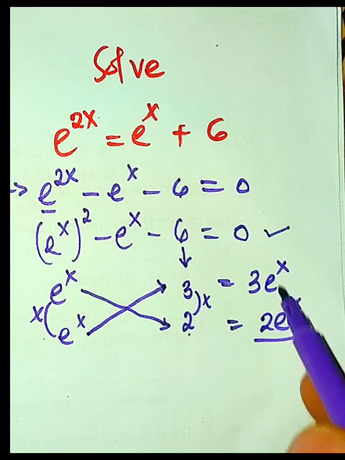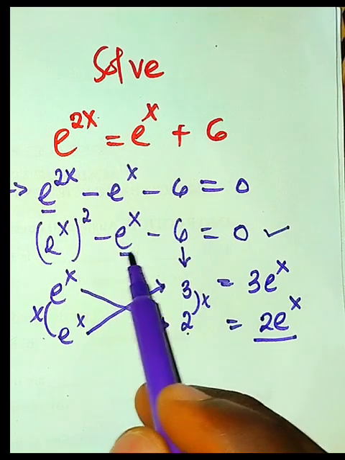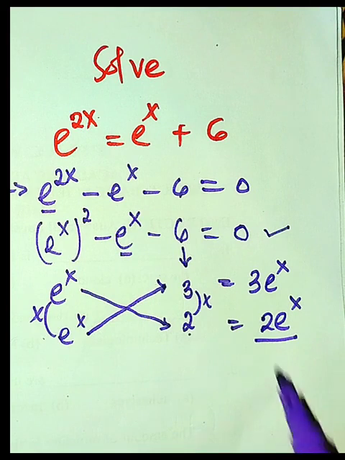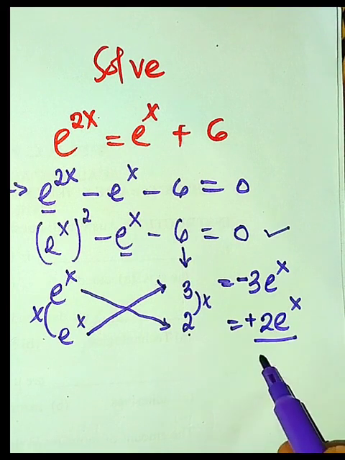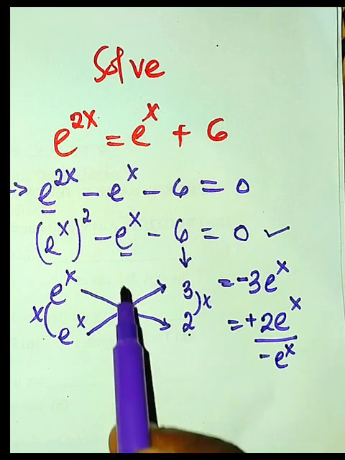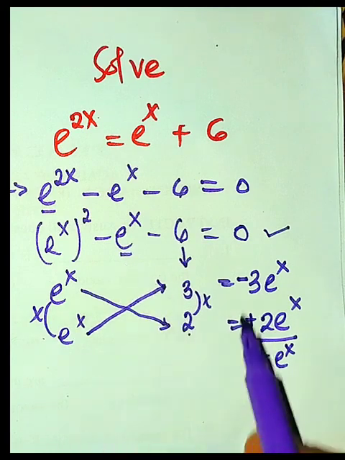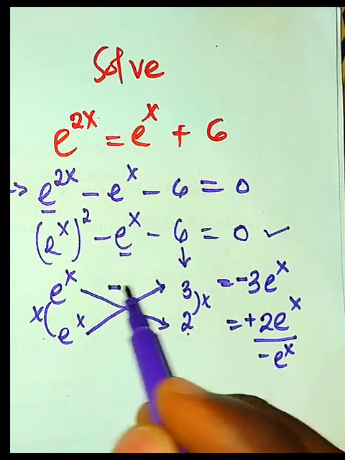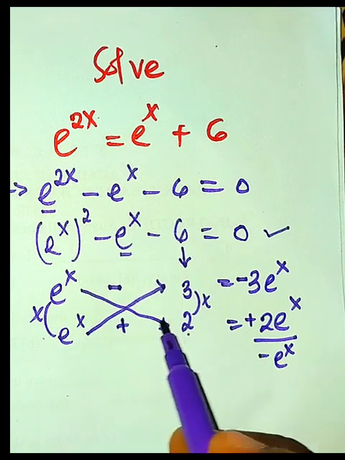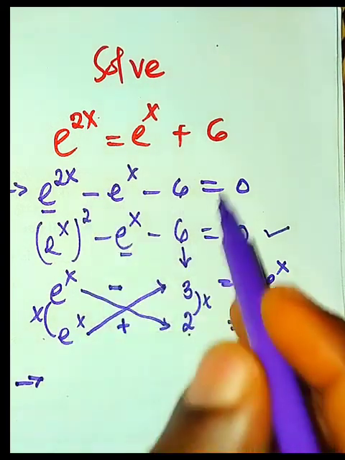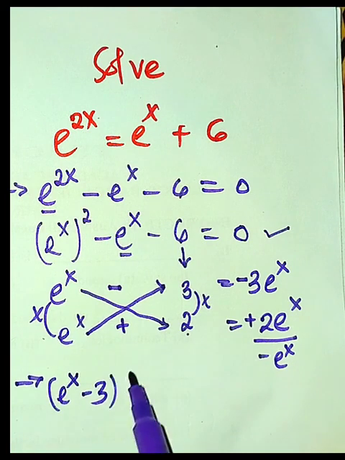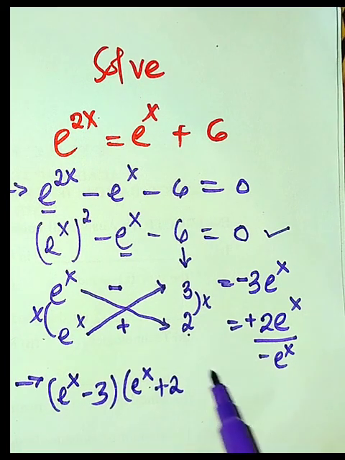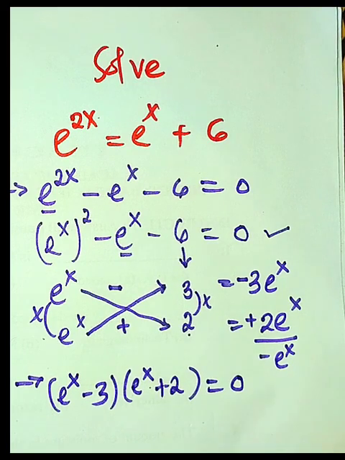Therefore, what can I do to this result so that we have minus e^x in the middle? If I put minus here and plus here, you can see this gives me minus e^x, which is the same thing I have in the middle here. Since I put minus here, I put minus here; I put plus here, I put plus here. So I have this quadratic equation factorized as (e^x - 3)(e^x + 2) = 0. Are you following?